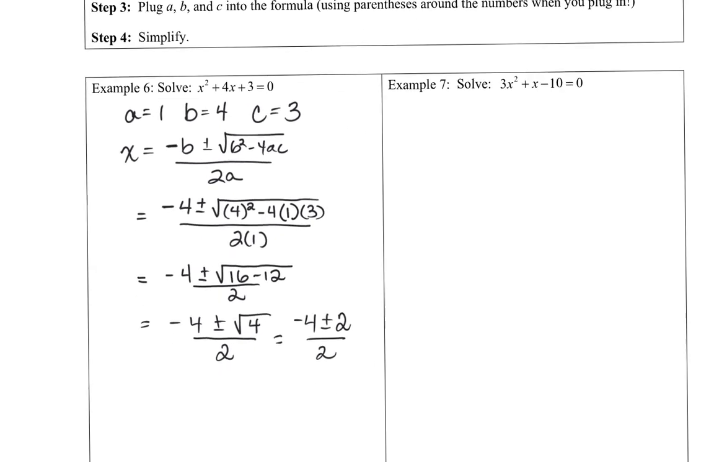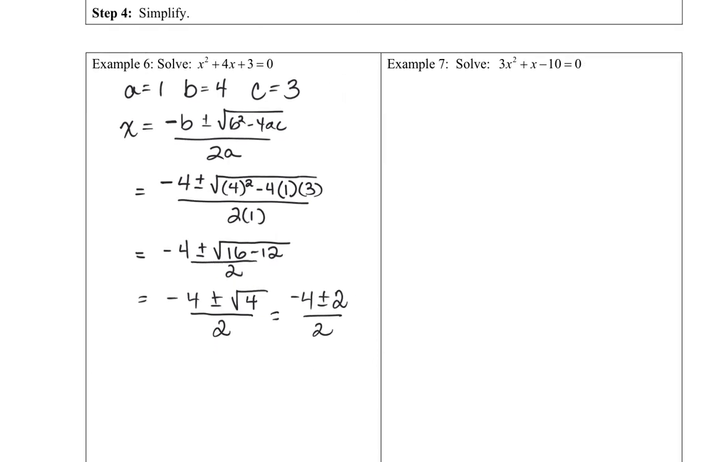Okay, so now, in order to get my two answers, I need to break that up. X is equal to negative 4 plus 2 divided by 2, or negative 4 minus 2 divided by 2. Again, order of operations, I need to add this first. Negative 4 plus 2 is negative 2 divided by 2, which is negative 1. Negative 4 minus 2 is negative 6 divided by 2, which is negative 3.